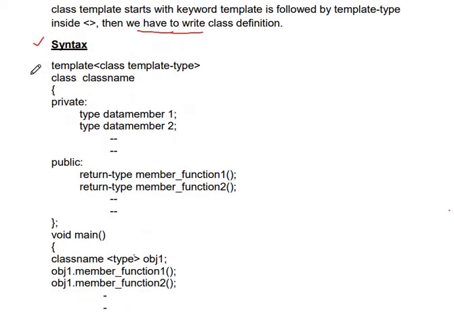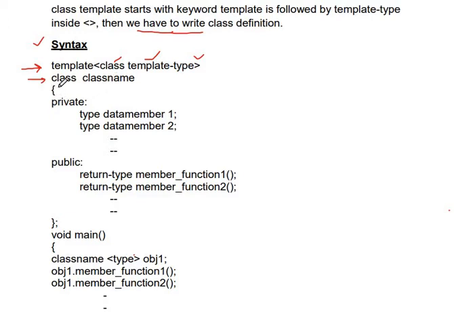Now first we have to write the keyword template. Template is followed by the less than symbol. The less than symbol is followed by the keyword class. The keyword class is followed by the template type. The template type is followed by the greater than symbol. Next we have to write the class definition. Next, the keyword class is followed by the class name.